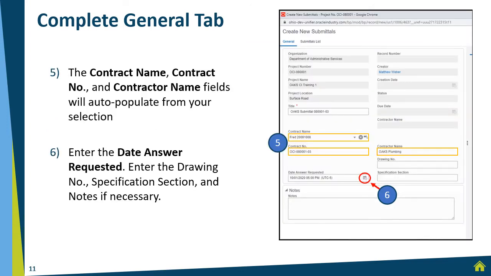So once you've done that, the contract name, number, and contractor name are going to auto-populate the fields. Then you'll enter the drawing number, specification section, and date. You can choose the date by clicking the calendar icon, as you can see in step 6.